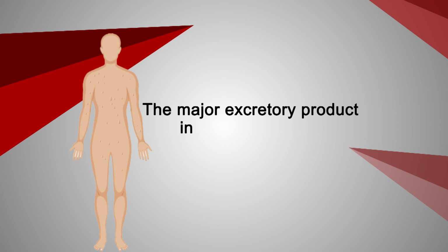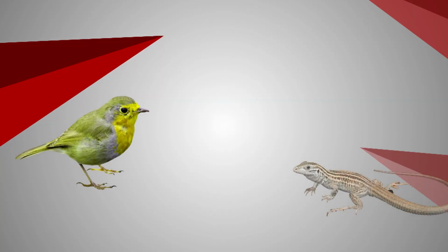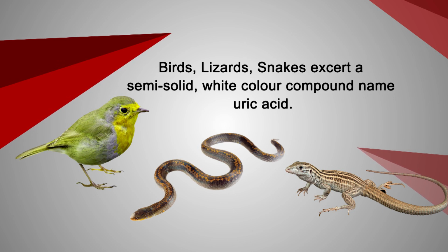Have you ever noticed how other animals urinate? The way of removal of waste chemicals depends on the availability of water. The major excretory product in humans is urea. Aquatic animals like fishes excrete cell wastes as ammonia. Some land animals like birds, lizards and snakes excrete a semi-solid white colored compound, uric acid.